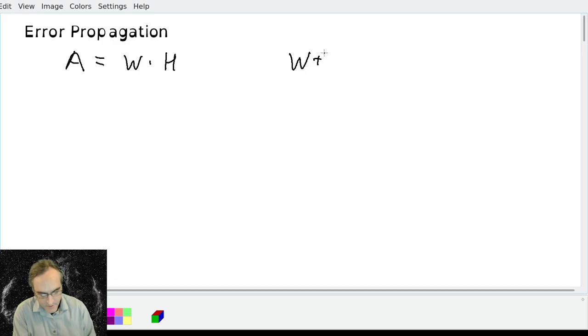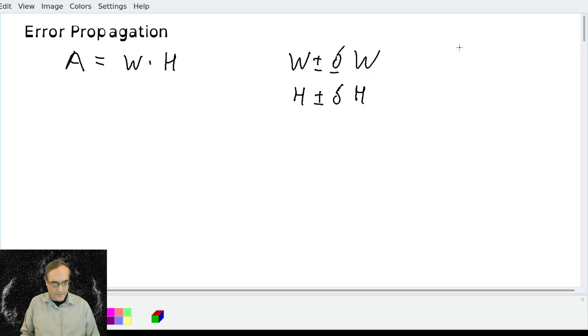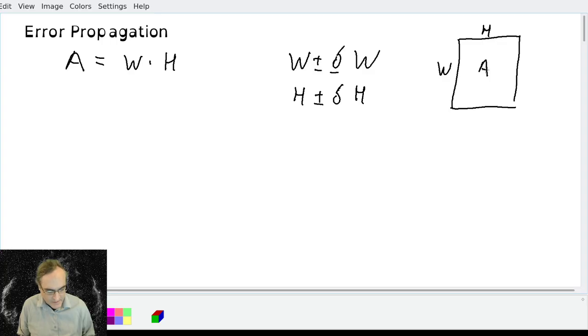If we happen to know what the uncertainty in the width is, where this delta W, that's a lowercase delta, delta W is the uncertainty in the width, and delta H is the uncertainty in the height. So we've got some width for our object, some height for our object, and we want to find the uncertainty in the area. So we're going to be trying to find delta A.